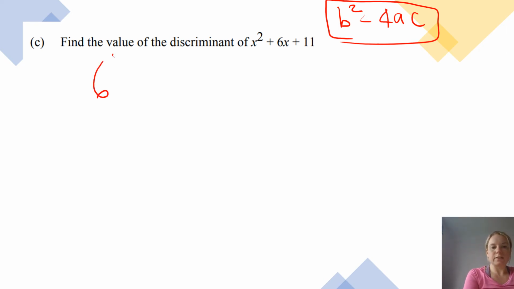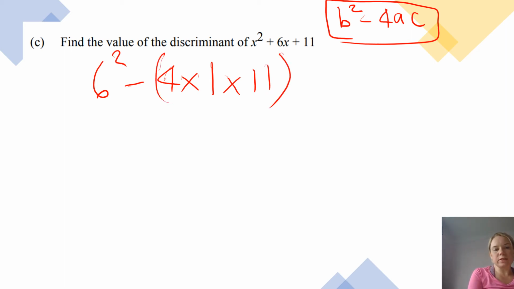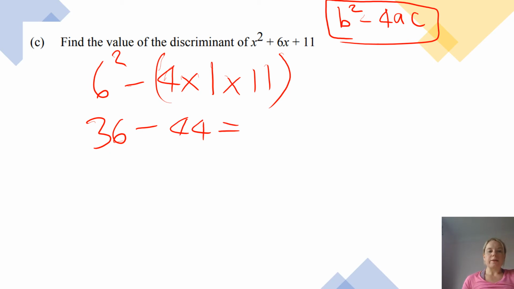So 6 squared minus 4 times a, in this case it's 1, because a is the x squared value. And then c is the 11. So times 11. Okay, so you can kind of do it like that. So 6 squared is 36, 4 times 1 times 11 is 44, minus 44. So 36 minus 44 is going to be minus 8. So the value of the discriminant is minus 8.